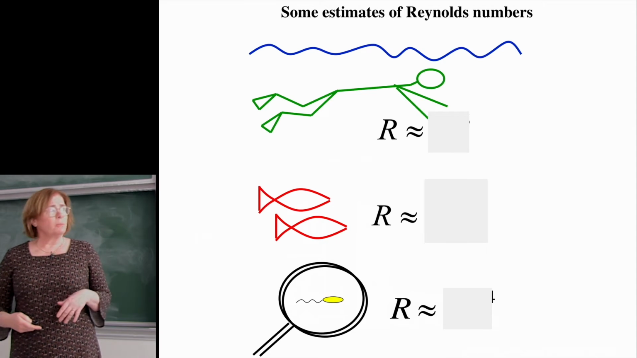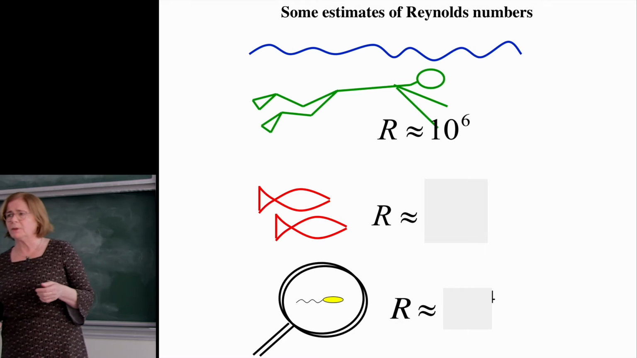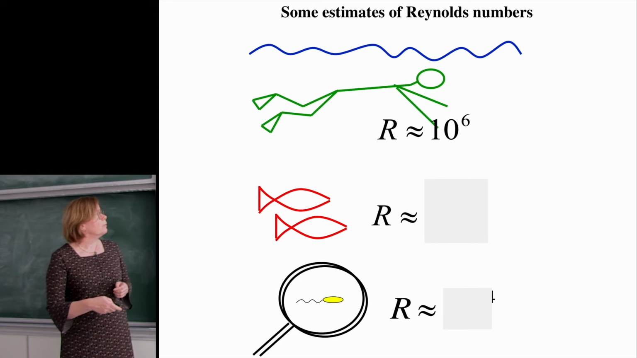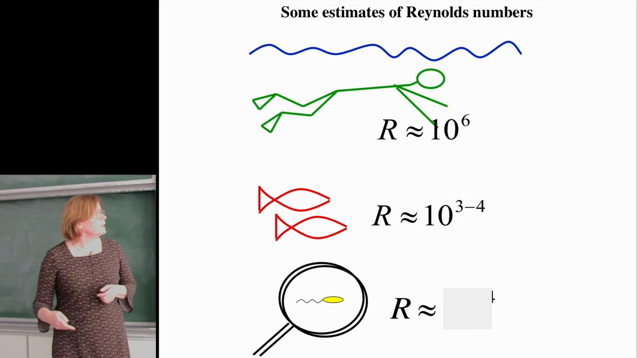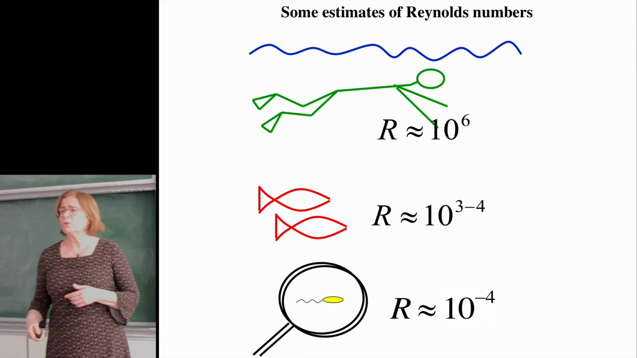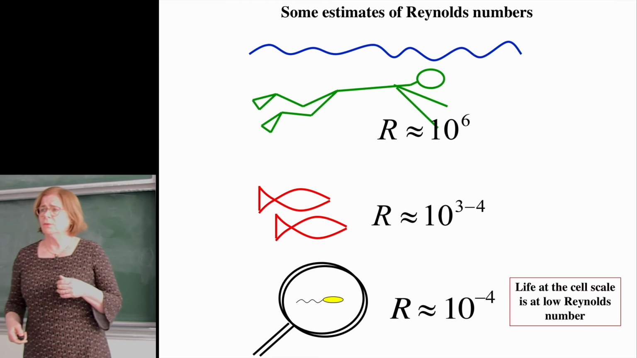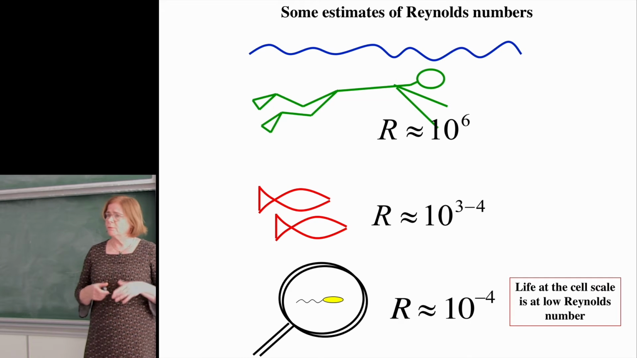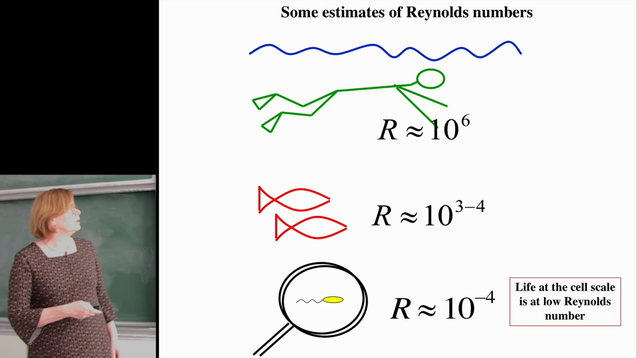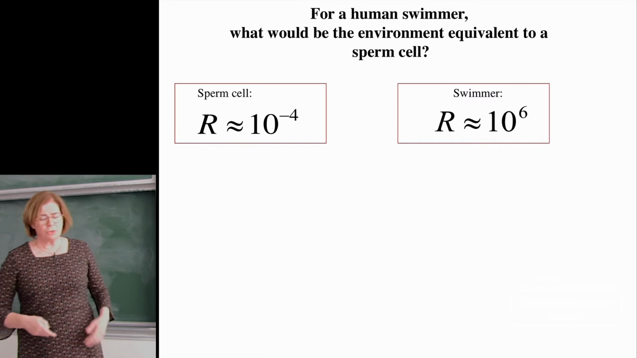If you look at the Reynolds number for a swimmer, it's about 10 to the power 6. I swim at a velocity of about 1 kilometer per hour. For fish, it's on the order of 10 to the power 3. And for bacteria or sperm cells, it's much smaller than 1. So the message, if you only remember one thing from this talk, is that life at the cell scale is at low Reynolds numbers. Viscosity is the dominant force that moving systems encounter.